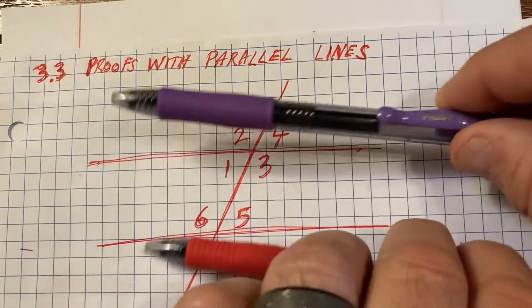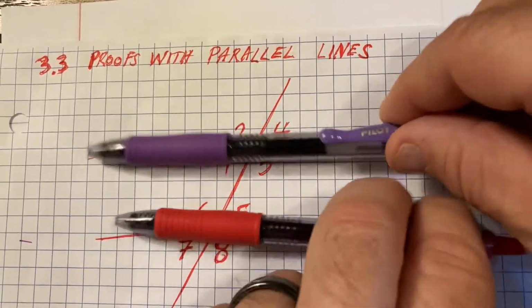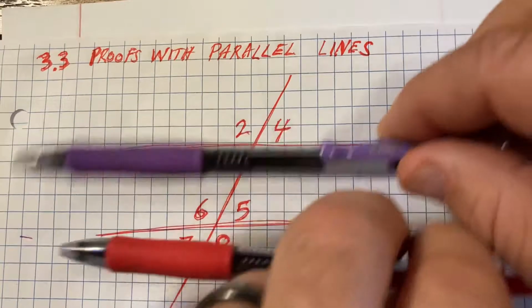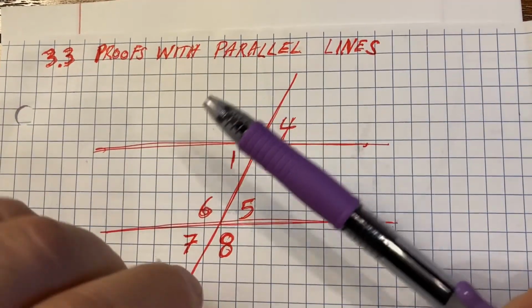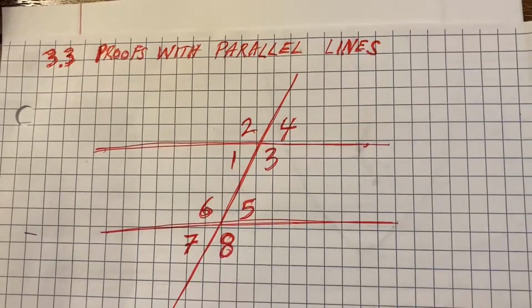Okay? In that case, we started off with the lines are parallel, then something else occurs. This time, we're doing the converse.